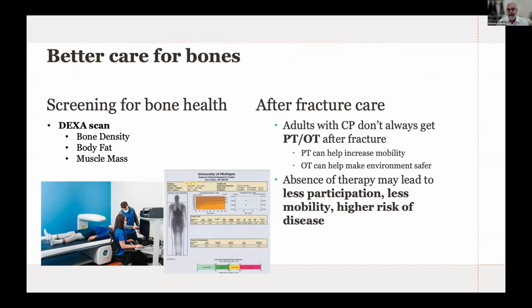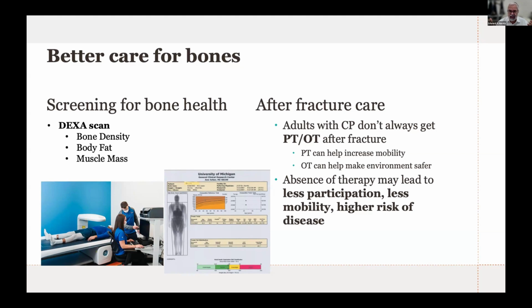So we want to take better care of bones. How do we do that? One thing is making sure that people get more bone scans, which we call DEXA scans. These are like X-ray scans that look at how dense the bones are, basically how hard the bones are. They also look at your body fat and muscle mass, so we understand how your body is put together.